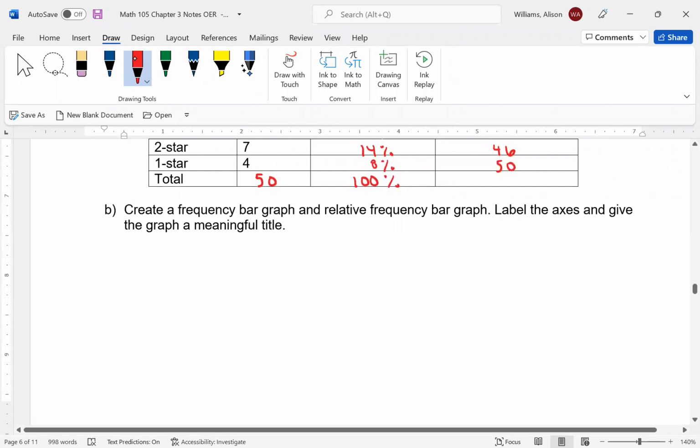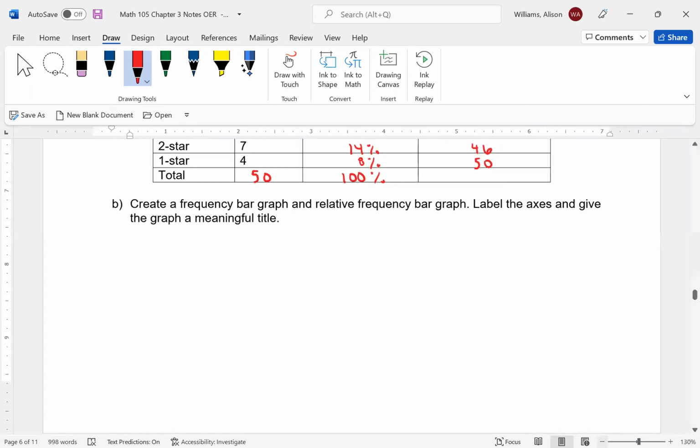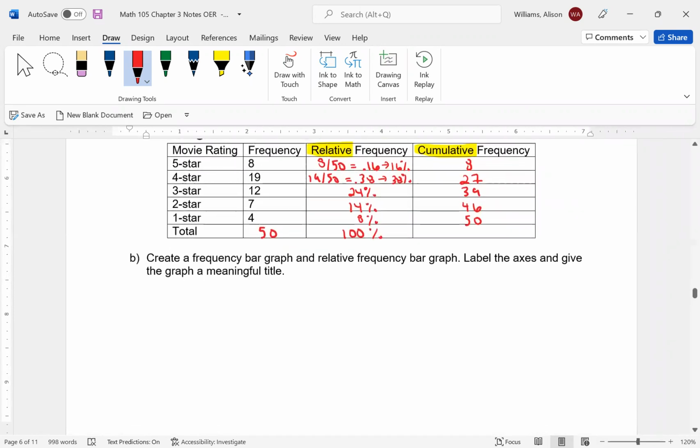Okay, so we're being asked to create a bar graph and then a relative frequency bar graph and label them. Okay, so here, let me zoom out a bit just so I can see the numbers. There we go. And I'm going to go ahead and draw my axes. So since I'm going out to 50, I'll probably just go by tens. I am asked to give a meaningful title. So here, let me give myself a little bit of space to do that. Let me give myself a title.